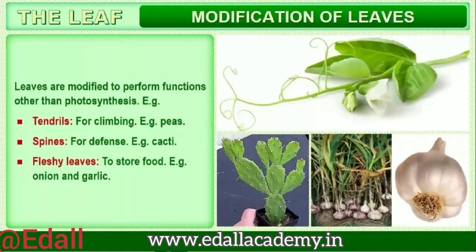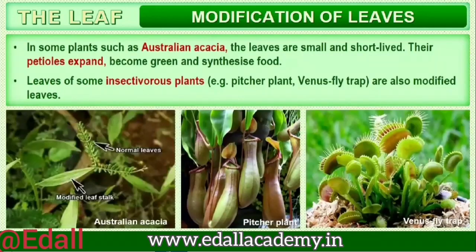5.3.4 Modifications of leaves. Leaves are often modified to perform functions other than photosynthesis. They are converted into tendrils for climbing as in peas or into spines for defense as in cacti. The fleshy leaves of onion and garlic store food. In some plants such as Australian acacia, the leaves are small and short-lived. The petioles in these plants expand, become green and synthesize food. Leaves of certain insectivorous plants such as pitcher plant and Venus flytrap are also modified leaves.